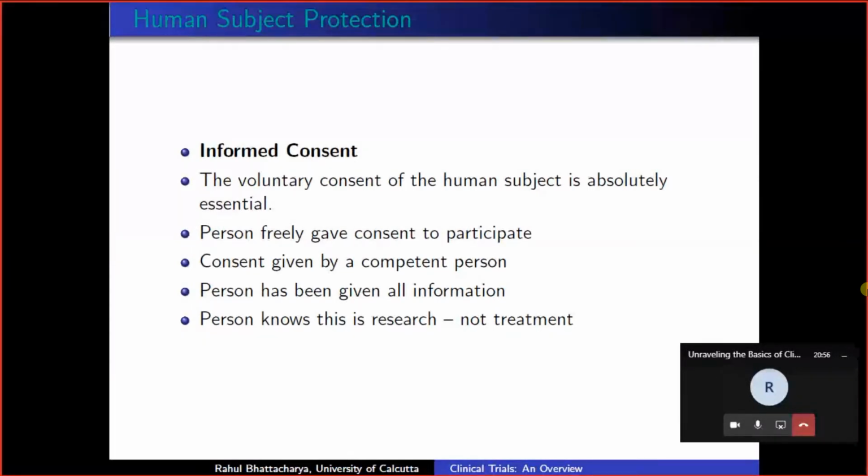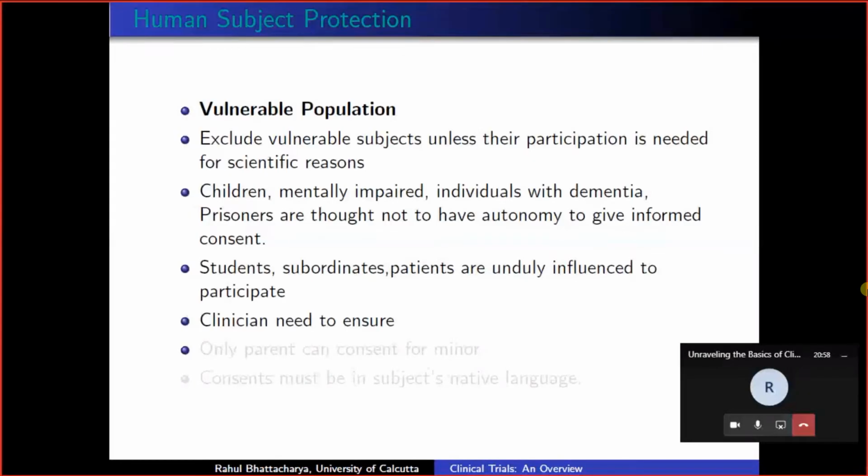Next is vulnerable population. Vulnerable population means from clinical trials exclude vulnerable subjects unless their participation is needed for scientific reasons. For example, children, mentally impaired, individuals with dementia. Prisoners are thought not to have autonomy to give informed consent, so they are excluded from trial. Of course, students, subordinates, patients are unduly influenced to participate.